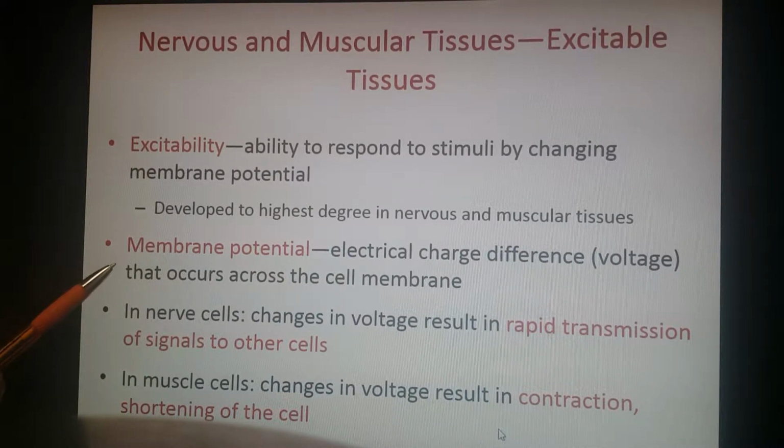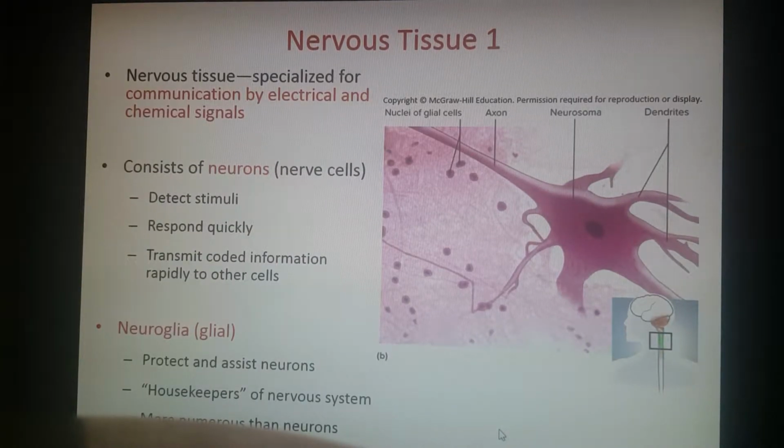So membrane potential, again, is the electrical charge difference, so a difference in gradients across that cell membrane. In our nerve cells, that change in voltage allows it to make a signal to other cells. In muscle cells, it causes the contraction or the shortening of the cell. Focusing on nervous tissue, nervous tissue is specialized for communication, either through an electrical means, traveling from one end of the cell to the other, and then switching to a chemical signal to signal the next cell in that pathway.